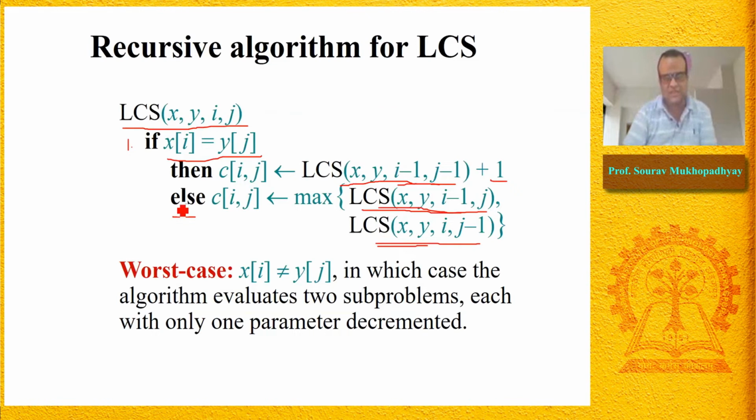Now, the worst case scenario, as I said, is when they are not equal, when the else part will occur, in which case the algorithm executes two subproblems. We have two calls with a smaller parameter, only one less. But if we are lucky, then this will be equal, and we have the index reduced in both places. So the size is reducing in both indices, but here the size is reducing only on one index, either i for this call or j for this call. So that is the worst case scenario for this.